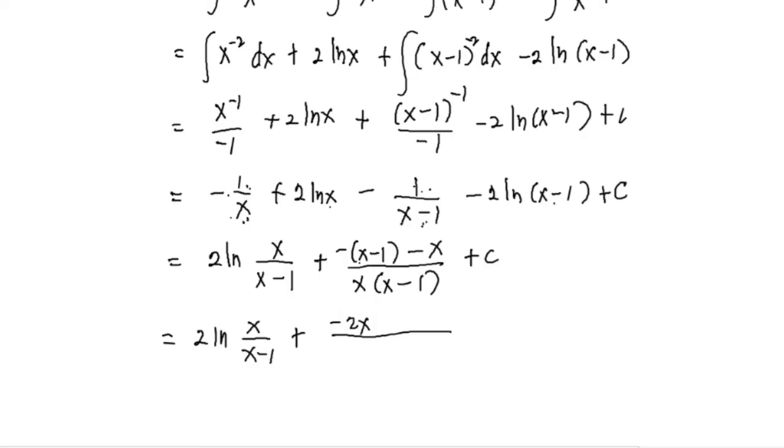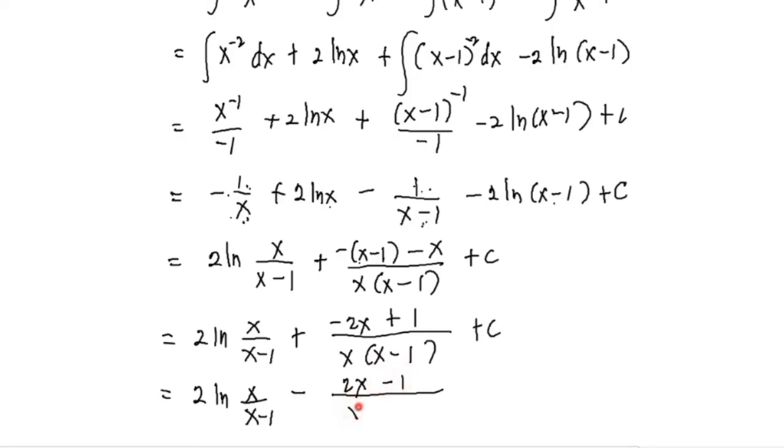And we have here positive 1 over x minus 1 plus c. So, factor out natin yung negative. We have 2 ln of x over x minus 1 minus 2x minus 1 over x times x minus 1 plus c. And this is our final answer.